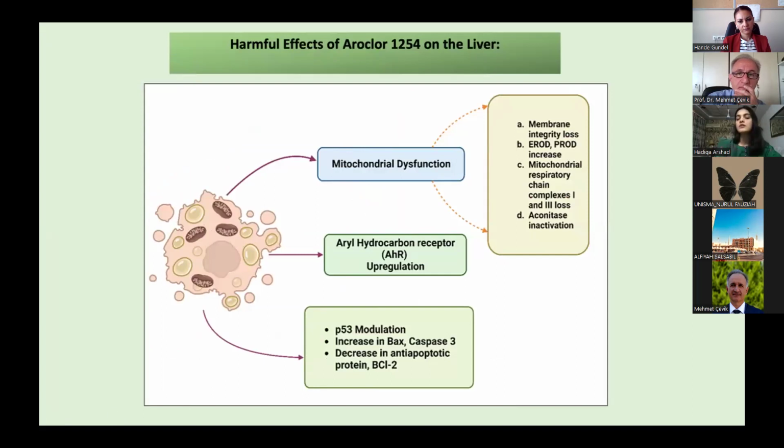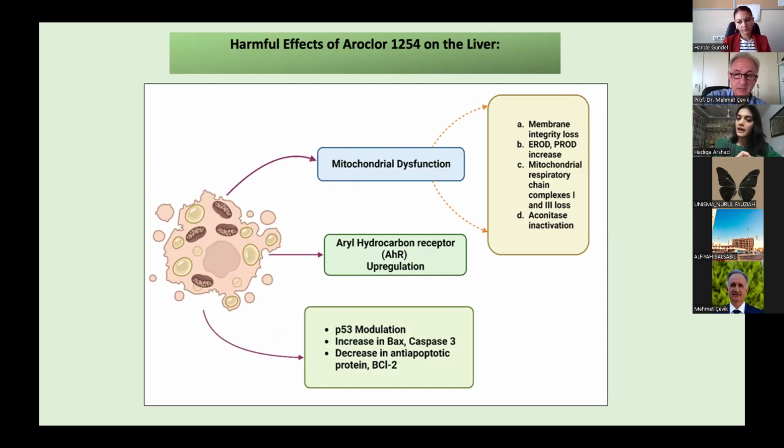Aroclor 1254 is one type of PCB, and we have to know how it affects the liver. The first is mitochondrial dysfunction. By mitochondrial dysfunction, it causes loss of membrane integrity, an increase of proteins like ERO and peroxide, loss of the mitochondrial respiratory chain, and aconitase inactivation, an enzyme which helps in the removal of active metabolites.